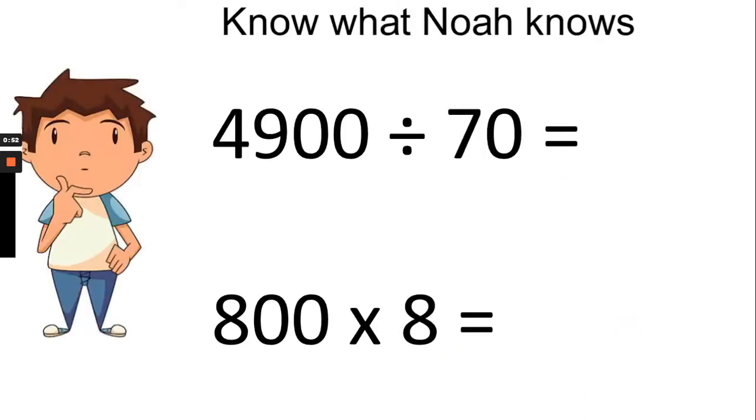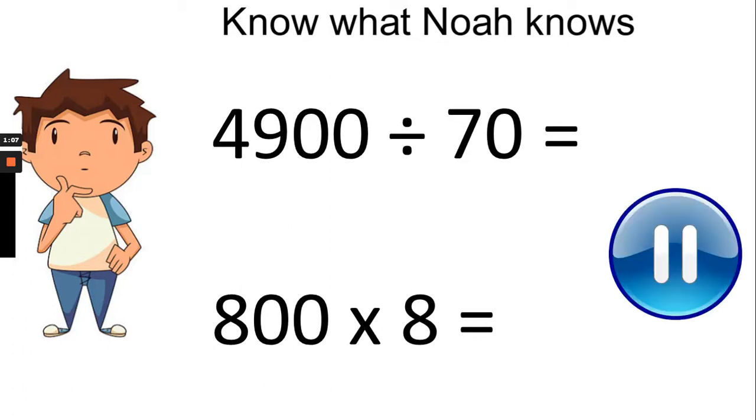We're off with Noah Knows now. Pay particular attention to that first equation. 4,900 divided by 70. Is there something we could do to make it easier to calculate? And when you've done that, 800 multiplied by 8. So pause your video and have a go.